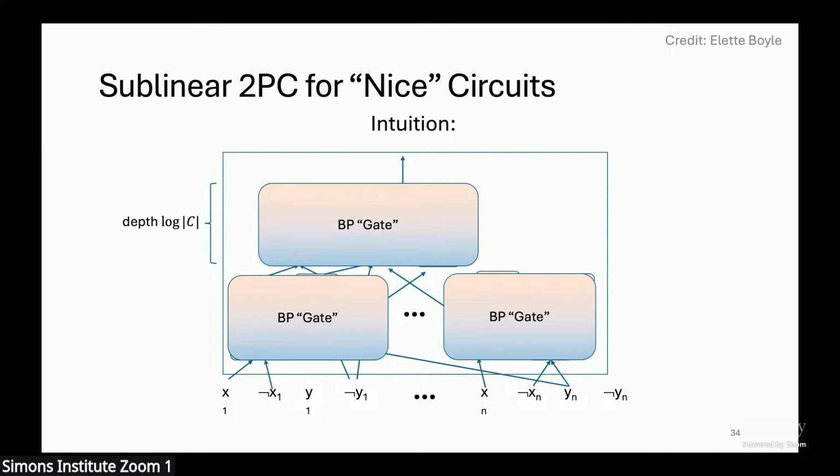So overall, we only have to pay for the inputs and the outputs of each branching program gate. Just as previously we had a log-log factor saving, here, because we can support depth log in the circuit, for nice enough circuits we get a log C saving in the overall communication complexity.